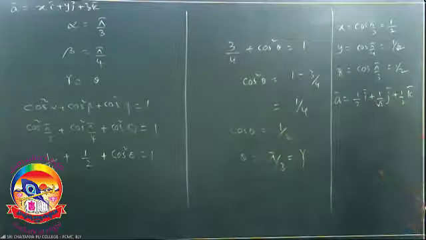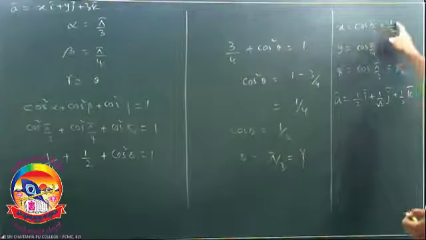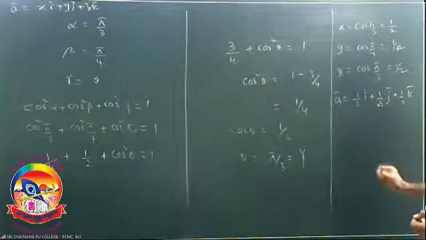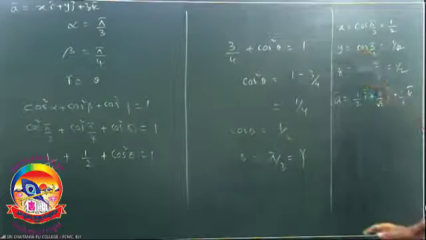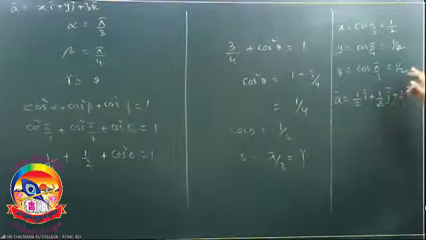Alpha is equal to pi by 3. So x is equal to cos alpha, which is cos pi by 3, that is 1 by 2. y is equal to cos beta, which is cos pi by 4, that is 1 by root 2. z is equal to cos gamma. Gamma value you got as pi by 3, so cos pi by 3 is equal to 1 by 2 again.